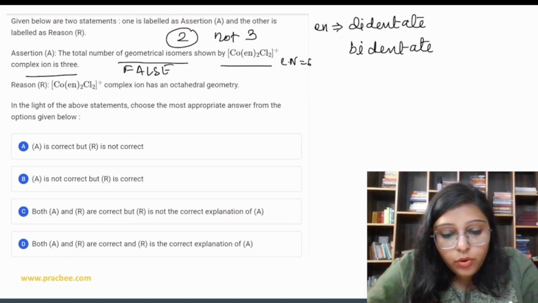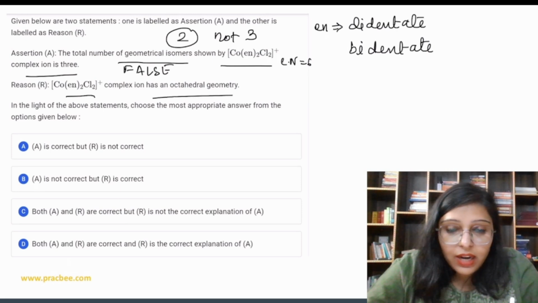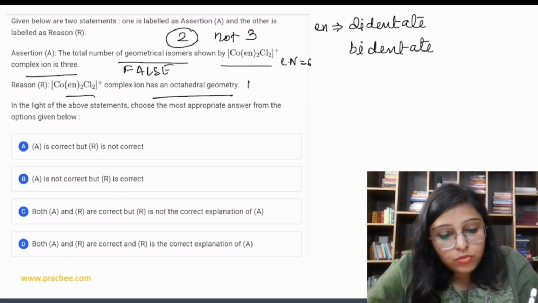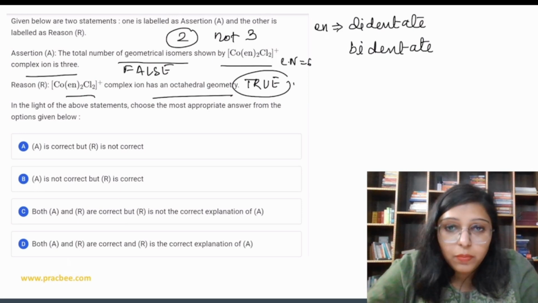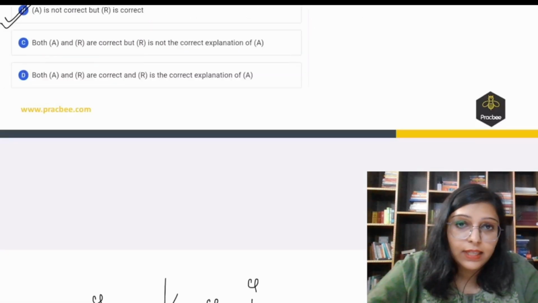Now, the Co(en)2Cl2 complex has an octahedral geometry. Yes, right, it is true. The reason is true. So it means A is not correct, but R is correct. So option B is the correct answer.